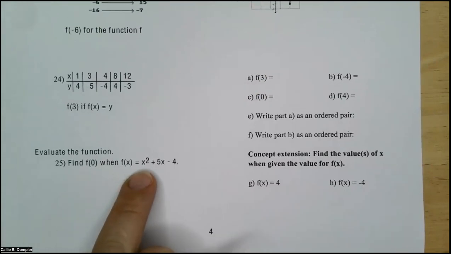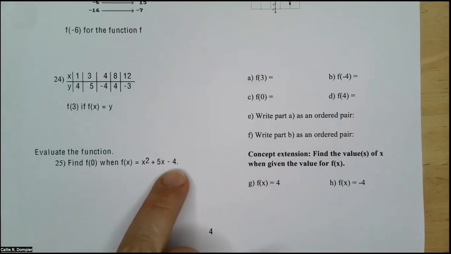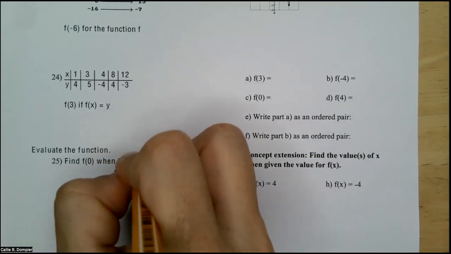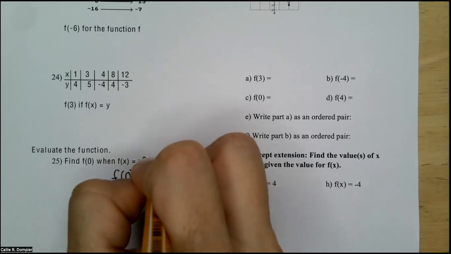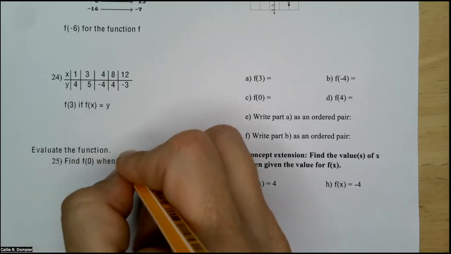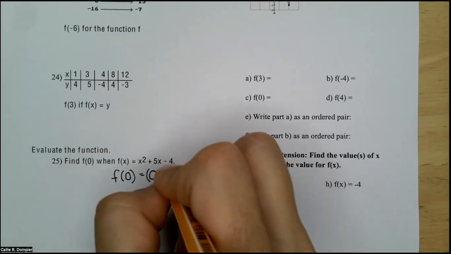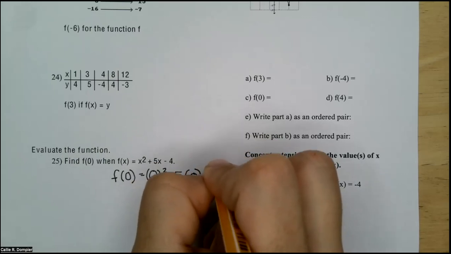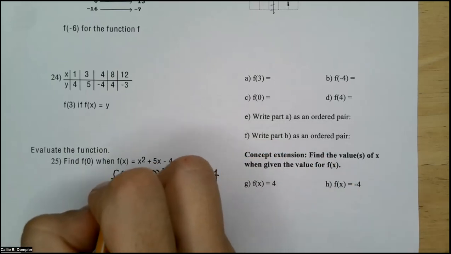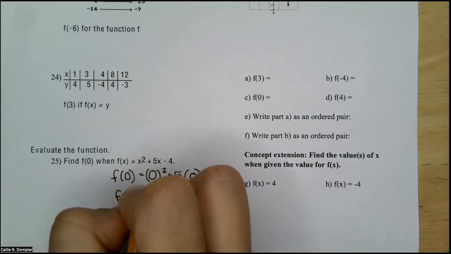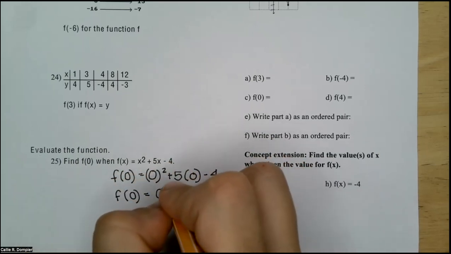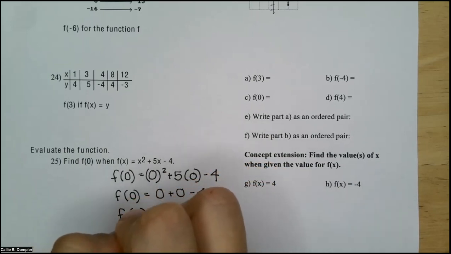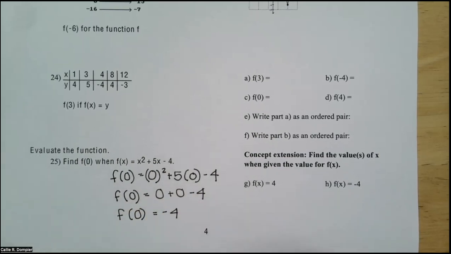F of 0, when f of x equals x squared plus 5x minus 4, all we're going to do is say f of 0 equals, instead of x squared, we're going to put in a 0 squared, because anywhere we have an x, we're now going to put a 0. Plus 5 doesn't change, but x becomes 0 minus 4. I know we're skipping around, but f of 0 equals 0 squared is 0, 5 times 0 is 0. F of 0 equals -4.